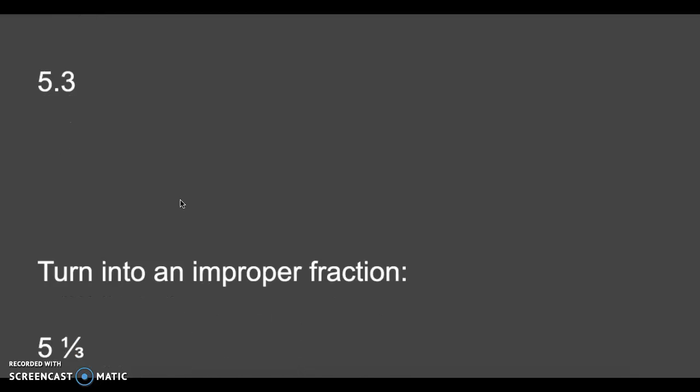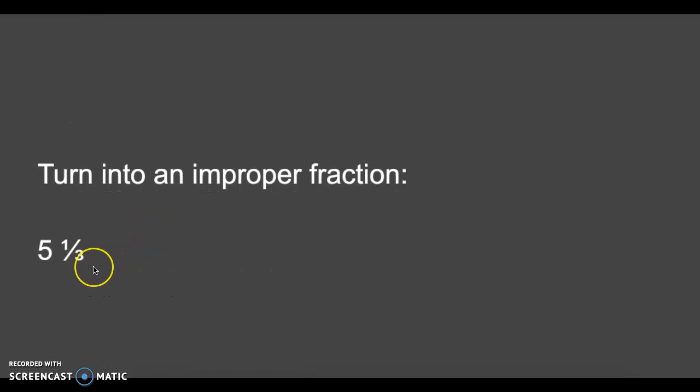5.3, also said as 5 3/10. Turn this into an improper fraction. This is 7 2/9. Turn this into an improper fraction. This is -8 10/21. Turn it into an improper fraction.